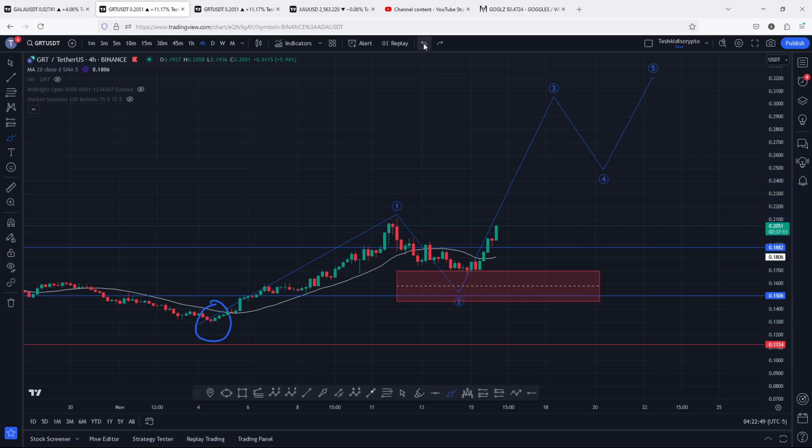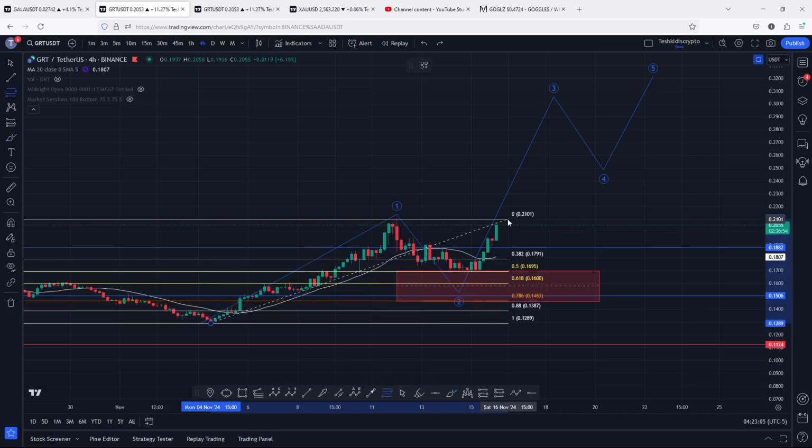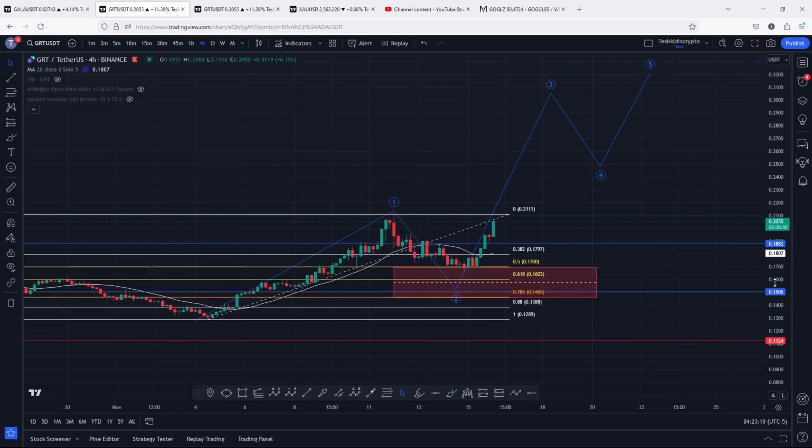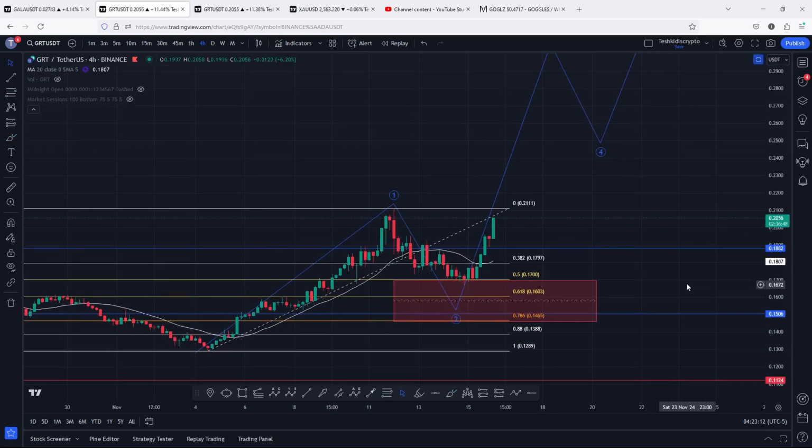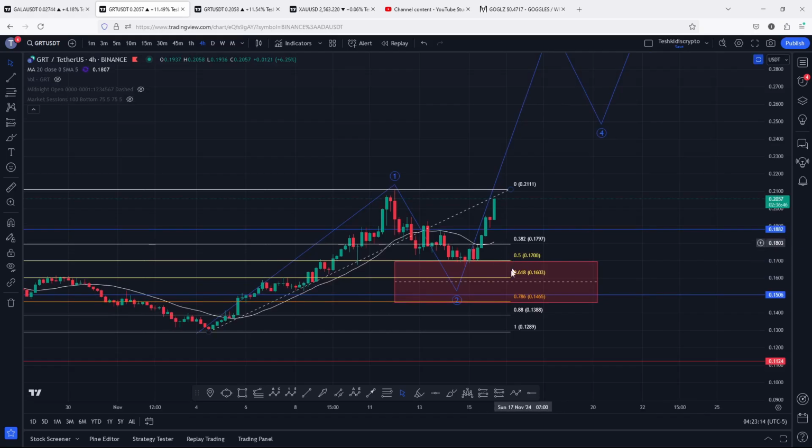Then we started a corrective structure in the formation of an Elliot wave count 2, whose minimum target areas I gave you by connecting the Fibonacci from the low of the first wave to the high of this Elliot wave count 1, giving me a minimum pullback target area for the second wave between the Fib level 0.5 and the Fib level 0.78, and that is between the 0.17 and the $0.1465, an area that we almost fully maximized.